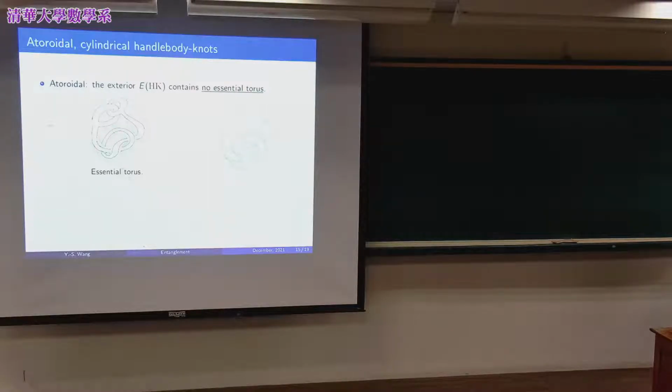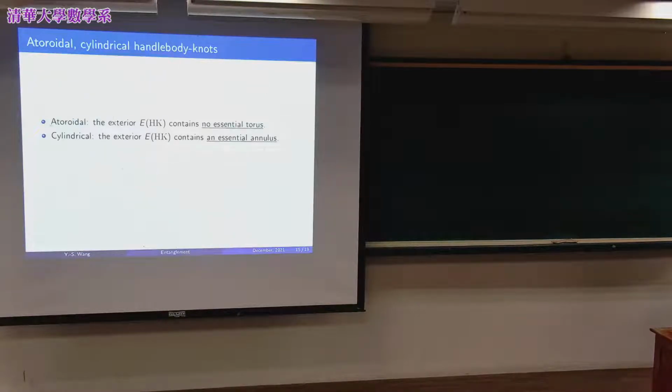Can you see that? So that's why it's essential, because it itself is knotted. And toroidal means that the exterior of the handle-body knot cannot contain any such essential torus. Okay, so that's toroidal. That's about non-existence.